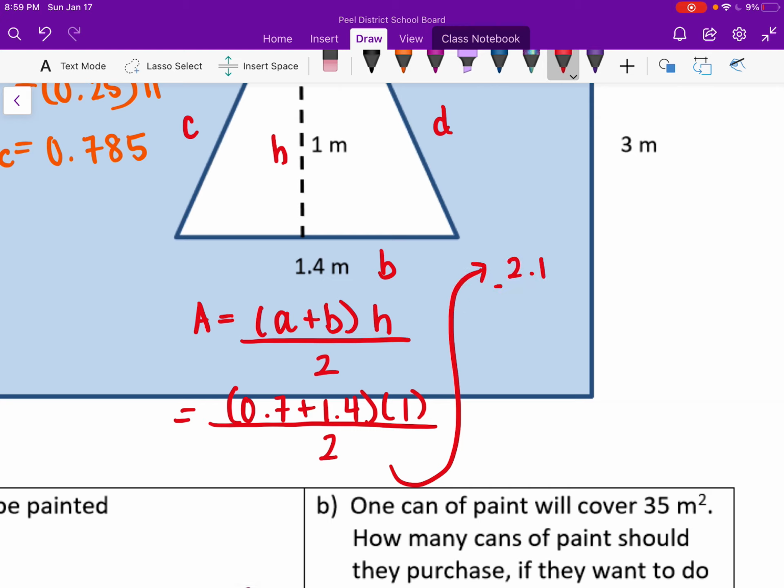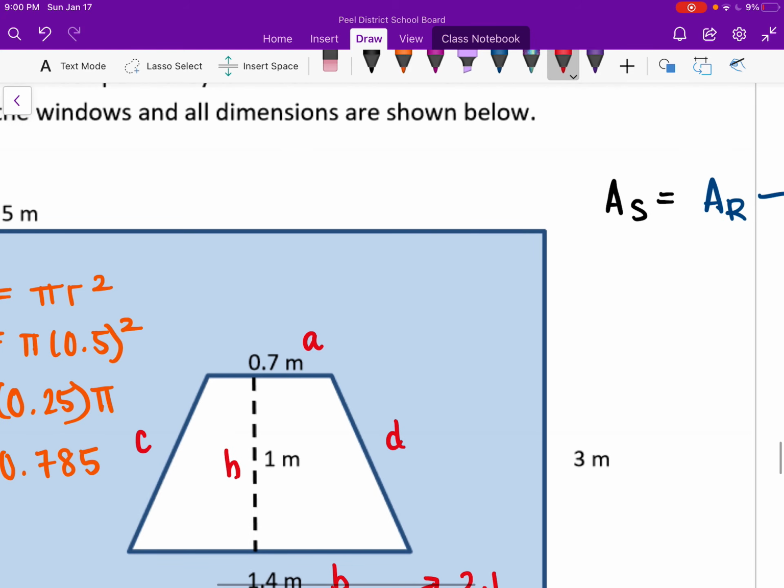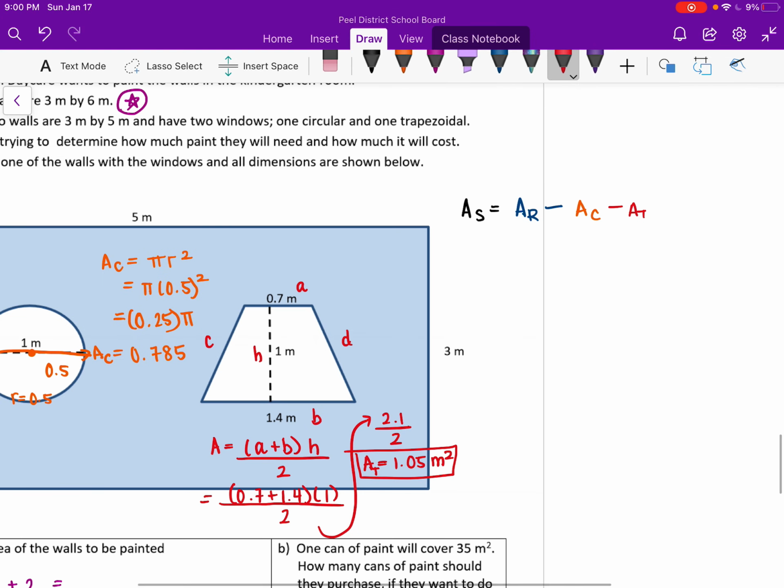Times 1 is just 2.1 divided by 2. So my area is equal to 1.05 meters squared. So now I have the area of my trapezoid, the area of my circle, and I have the area of my rectangle that I need to find. My area of my rectangle, if I go back and look at my sheet, is just length times width, which is 5 times 3, which is 15 meters squared.